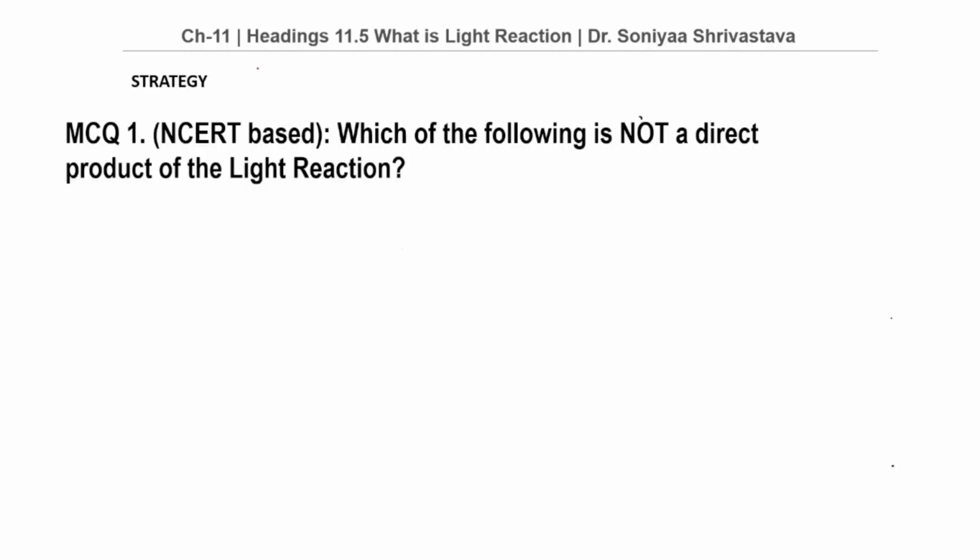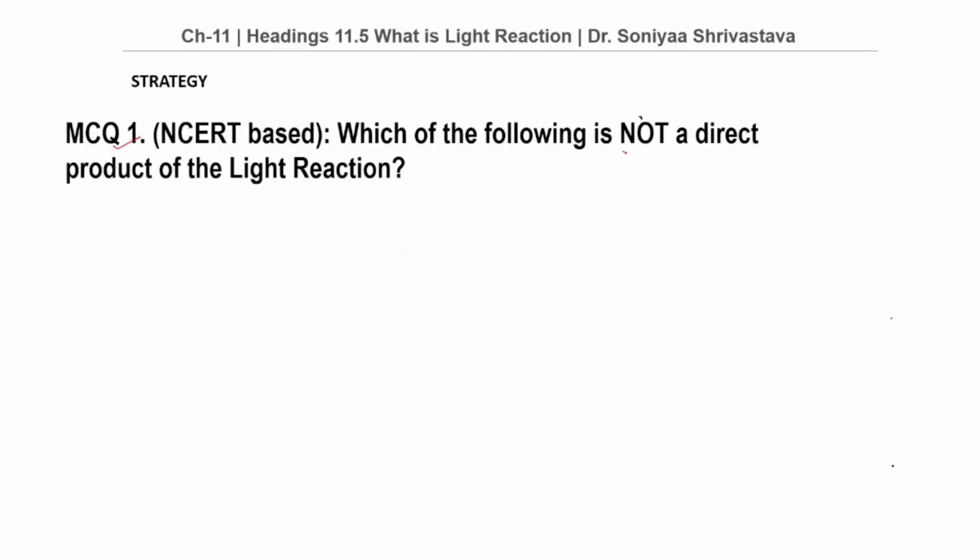In this class, we will be covering headings 11.5 and 11.6 part 1 of chapter Photosynthesis. We will begin the light reaction, the stage where sunlight is converted into chemical energy. We will understand how electrons move through the electron transport chain, why the pathway is called the Z scheme, and how the splitting of water provides electrons while releasing oxygen. So let's get started. Let's start with our first MCQ.